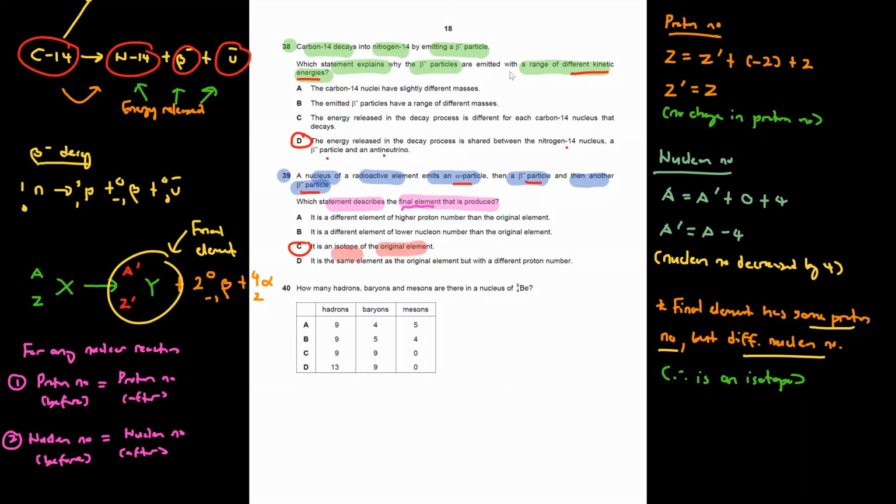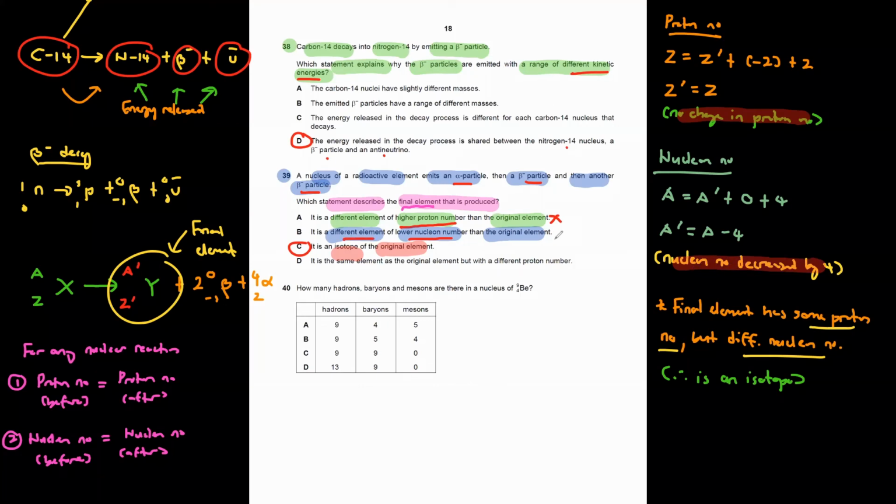It is an isotope of the original element. But let's check against the other answers just to be sure. Now in A, they mention it's a different element of higher proton number than the original element. What is wrong here is them saying you have higher proton number. We already know there's no change in proton number. So this is wrong. And then if you look at B, they mention it is a different element of lower nucleon number than the original element. Them saying that your nucleon number is lower is correct because you can see that the nucleon number decreased by 4.